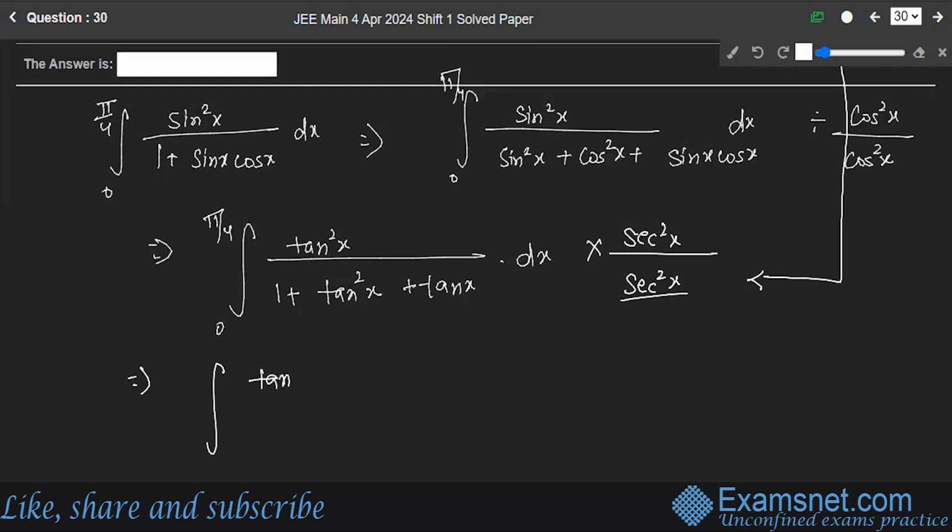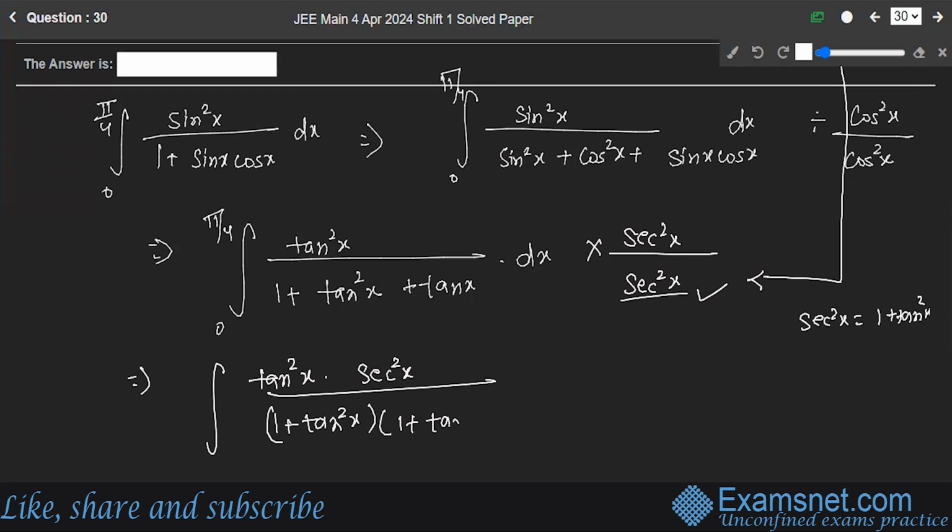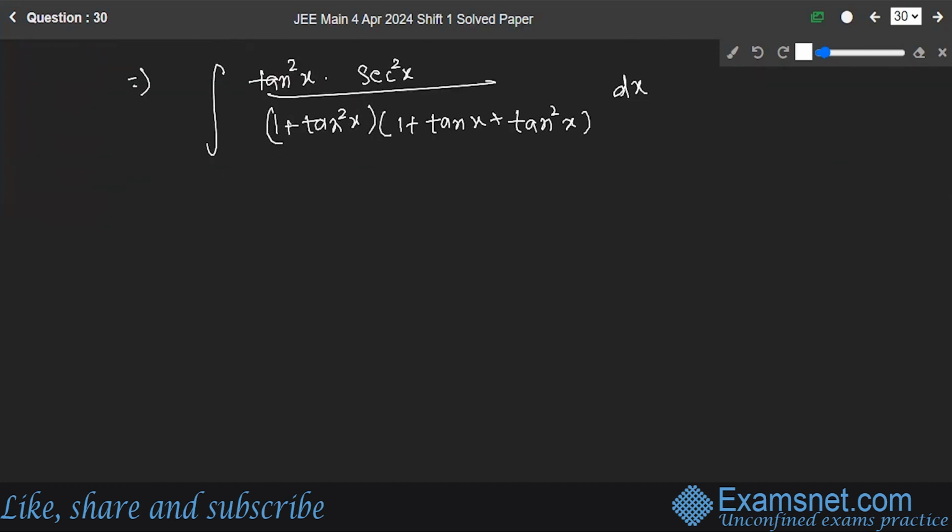So this will be tangent square x secant square x divided by 1 plus tangent square x, because I'm putting this secant square x as 1 plus tan square x, 1 plus this plus tan square x dx. Hope you are clear till here.